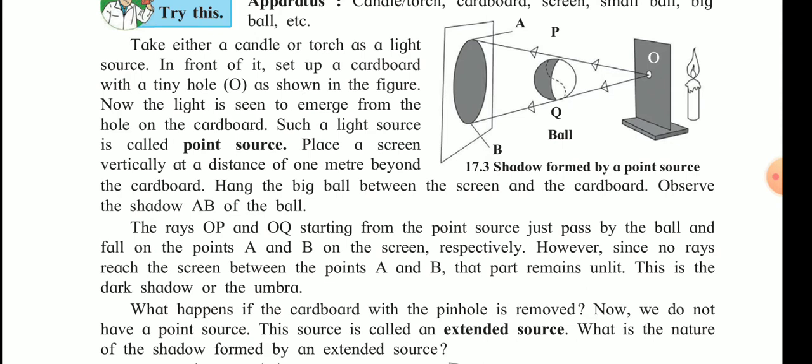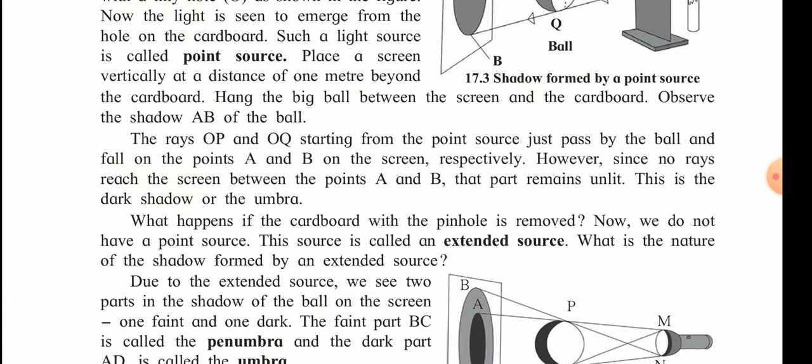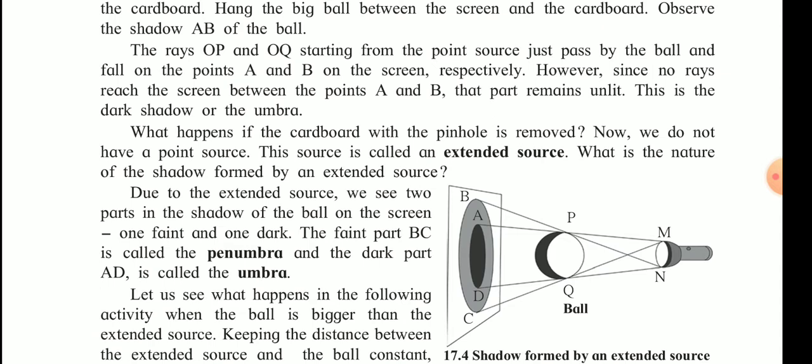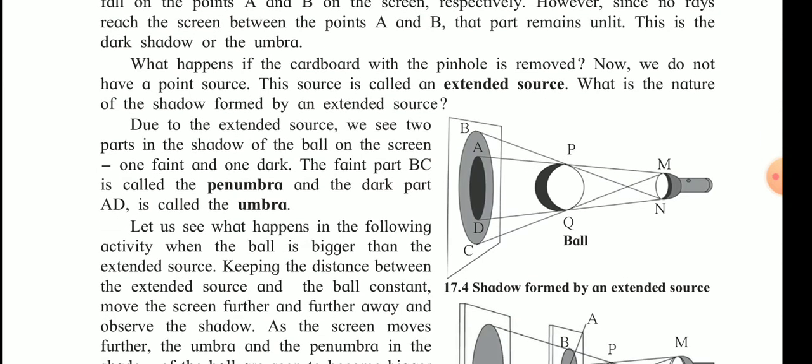What happens if the cardboard with the pinhole is removed? Now we do not have a point source. This source is called an extended source. In that case, let us see how the nature of the shadow would be. Now, due to the extended source, we see two parts in the shadow of the ball on the screen, one faint and one dark. The faint part BC is called the penumbra and the dark part AD is called the umbra.